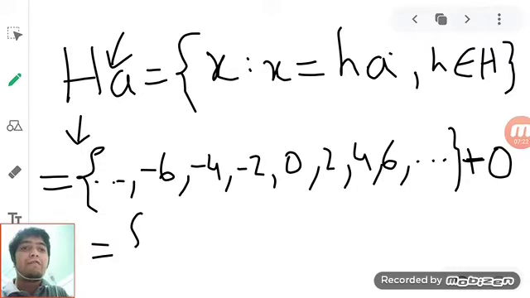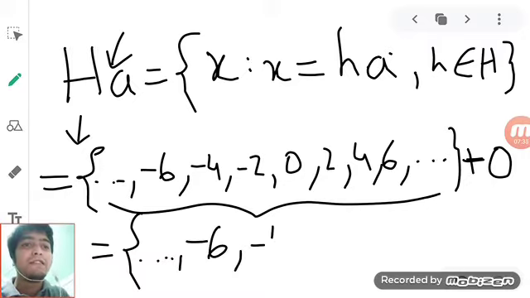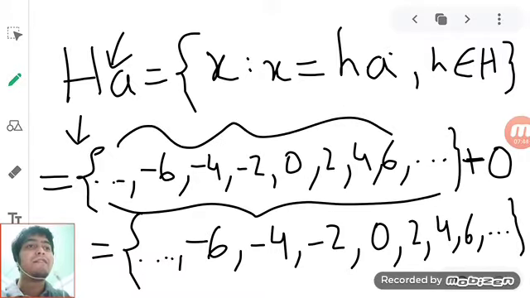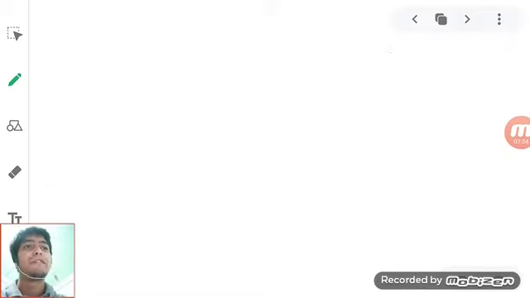So how are we going to construct this coset? We will just add each and every element with 0. What are we getting? -6 plus 0 will give you -6, -4, -2, 0, 2, 4, 6, and so on. If you add each element with 0, you are getting this. So this final one will be one coset. Alright, so we have formed one right coset. Similarly, we can form a left coset, but let us look at more right cosets.